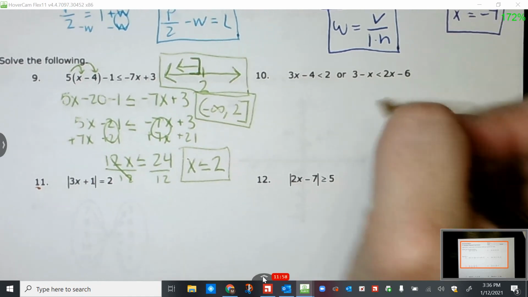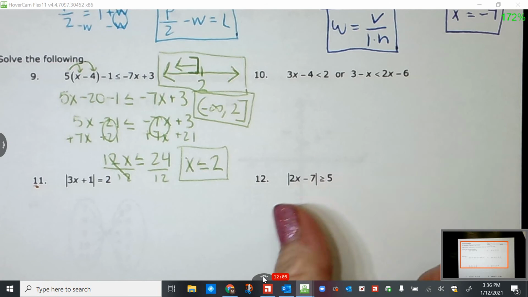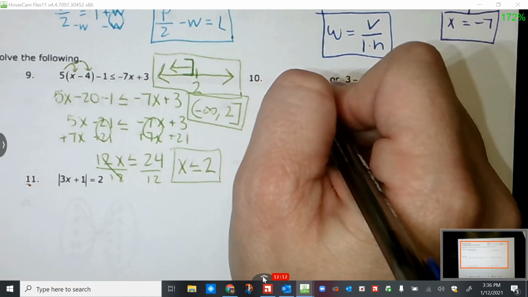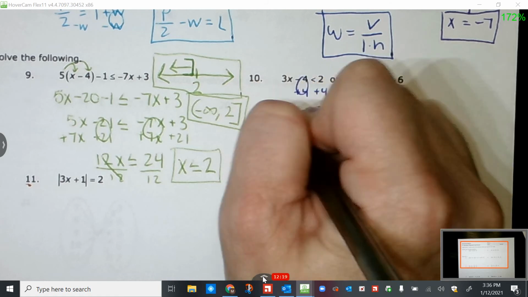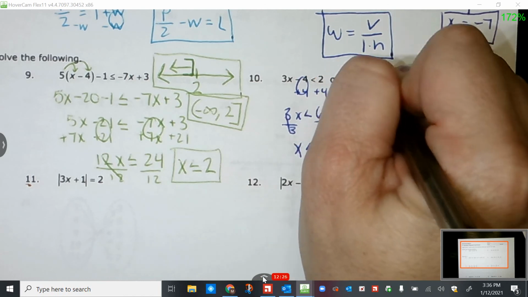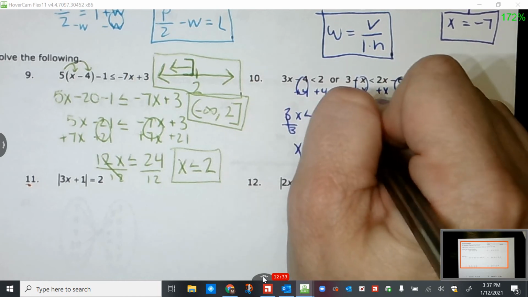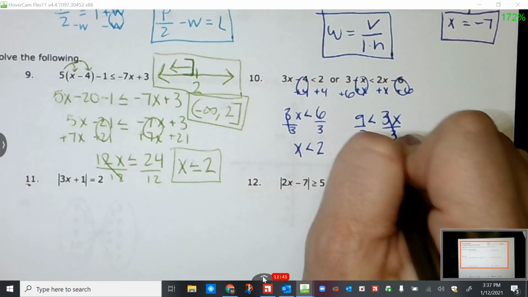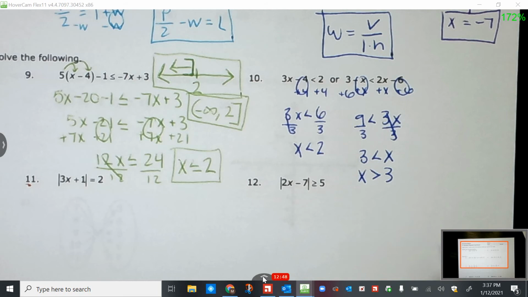Now, I want you to remember that OR means it can satisfy one or the other, while AND means it has to satisfy both. Okay, so knowing that, we have to solve both of these and plot them both on a number line. So 3x minus 4 is less than 2, so we're going to add 4 to both sides. I get 3x is less than 6, divide by 3, divide by 3, x is less than 2. Here we're going to add x to both sides and add 6 to both sides. And we get 9 is less than 3x, divide both sides by 3, and we get 3 is less than x. Now, if you don't like it in this form, you can flip it, but you have to flip it all the way. It still has to eat the x and point at the 3. So x is greater than 3.